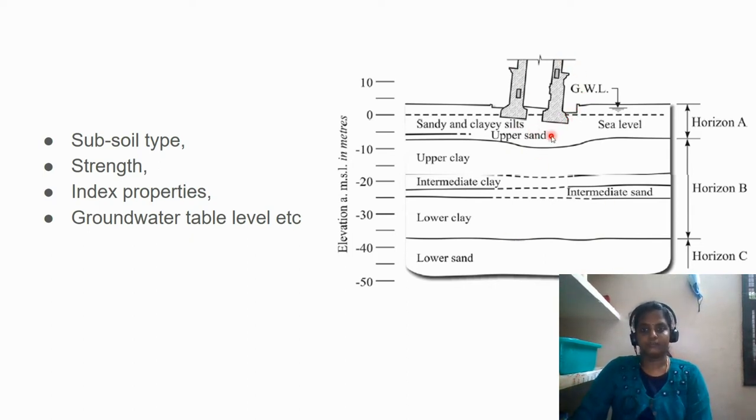And now, because of the settlement, we call this a differential settlement. This layer is settling at a higher value than this side. So what they are doing is applying counterweights here so that it can withstand a little bit in this portion. Such measures are made.